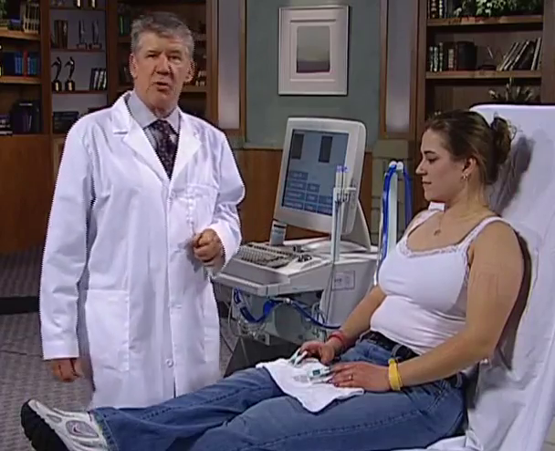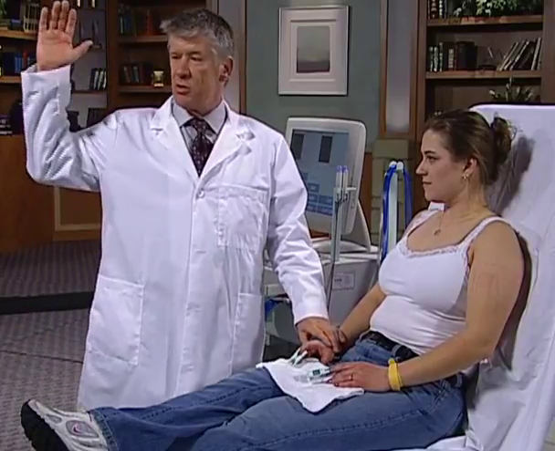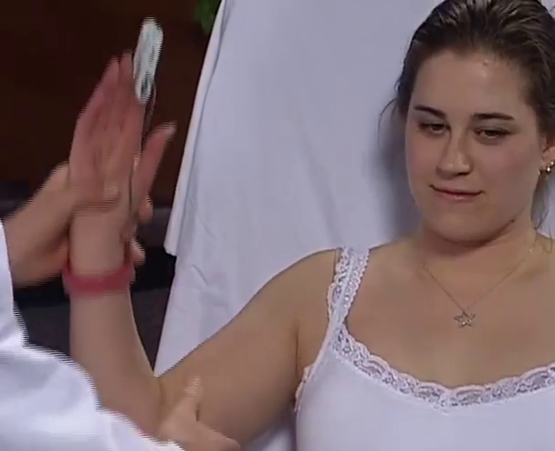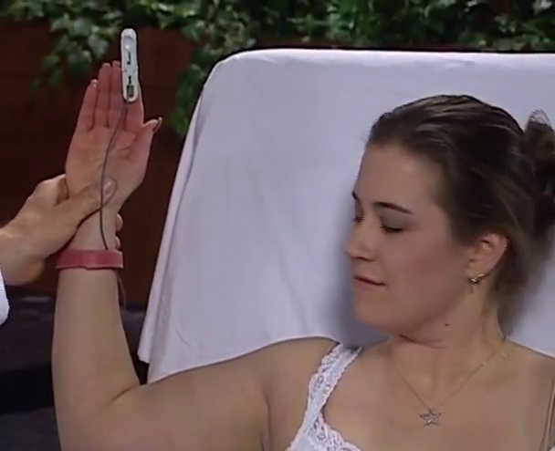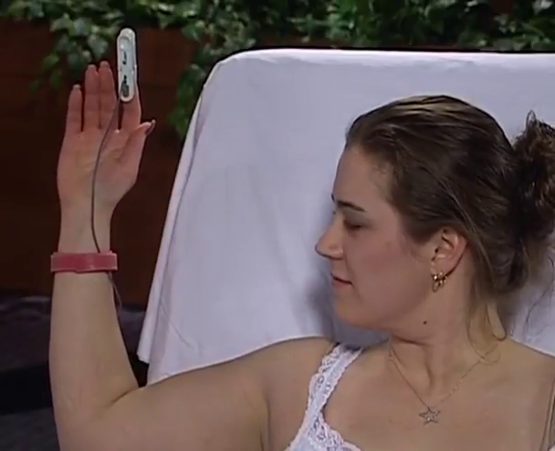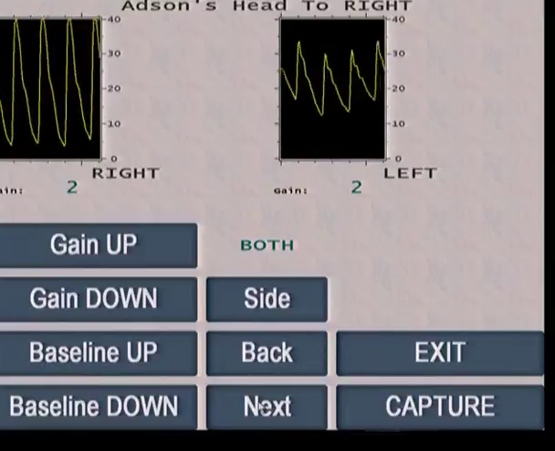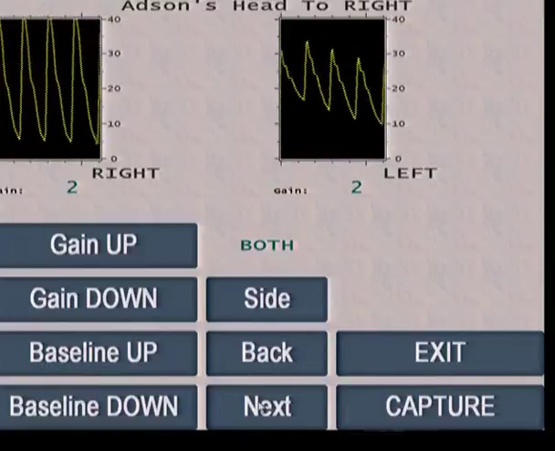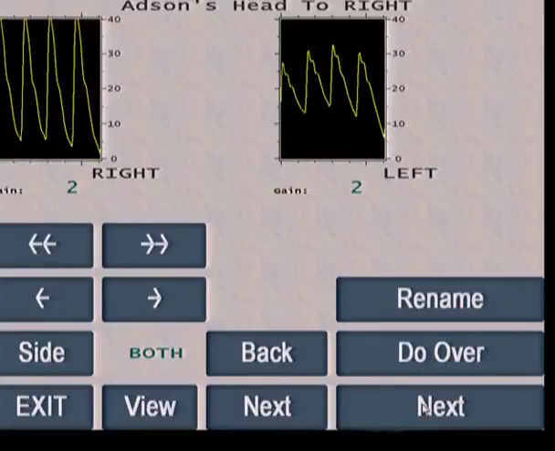Now we're going to perform the Adson's maneuver, and this is a maneuver where the patient is more or less in a pledge position, so we'll bring your arm up this way. And I'd like you to turn your head towards the transducer, towards the right. We notice on the right PPG that there's no change in the amplitude, or we expect something to go flat line. I'm going to capture that, and then we'll move on to the next site.